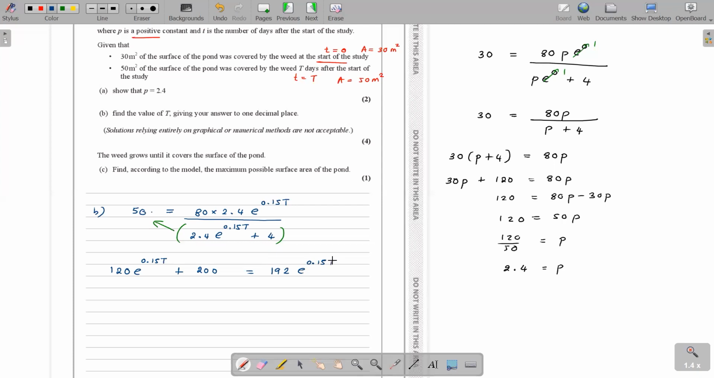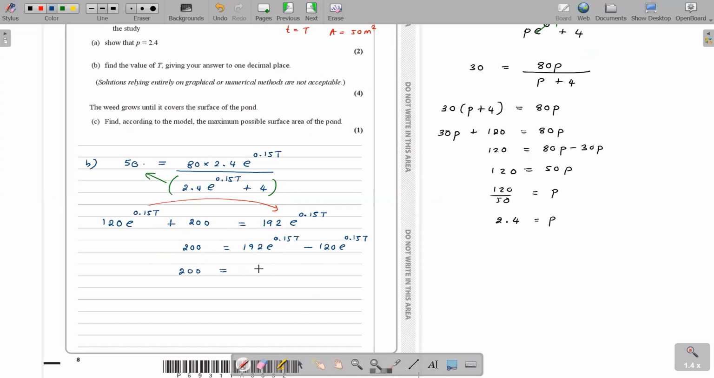So now how do we make T the subject? Take all the terms with T to one side, basically e to the power 0.15T. Take it to one side. So you take this to this side over here, and I get here 200 equals 192 e to the power 0.15T minus 120 e to the power 0.15T. So these are like terms. Do you agree they are like terms? So you can subtract them.